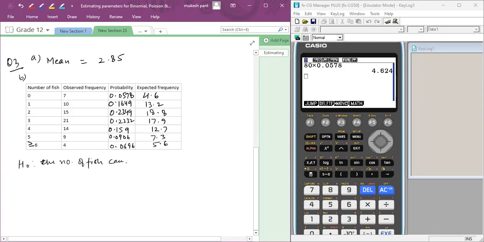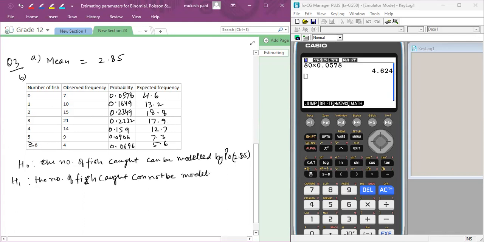The number of fish caught can be modeled by a Poisson distribution with parameter 2.85. The alternative hypothesis is that the number of fish caught cannot be modeled by the Poisson distribution with parameter 2.85.